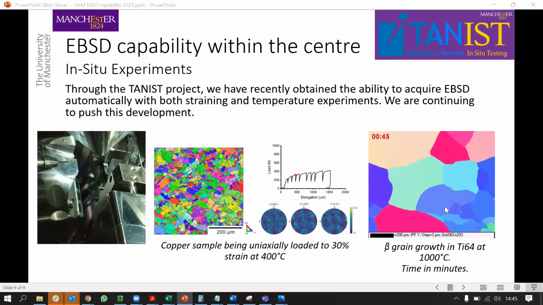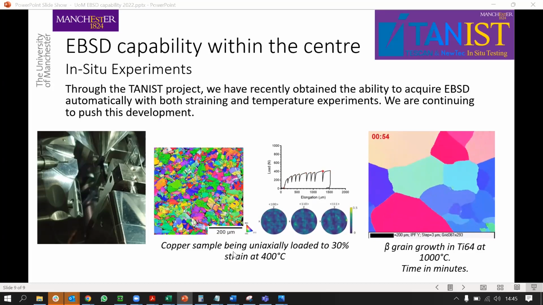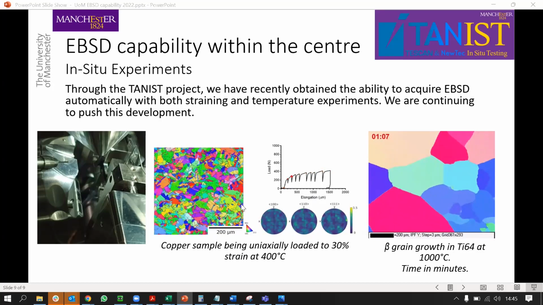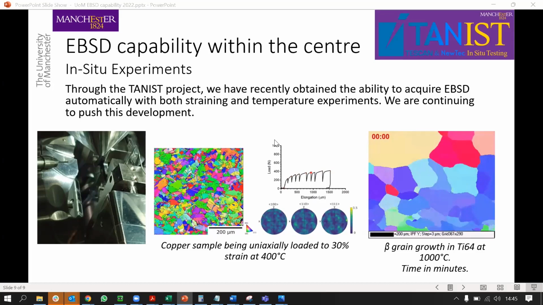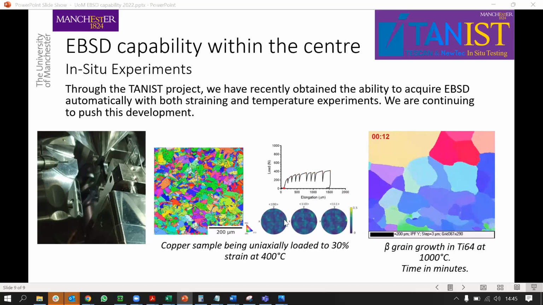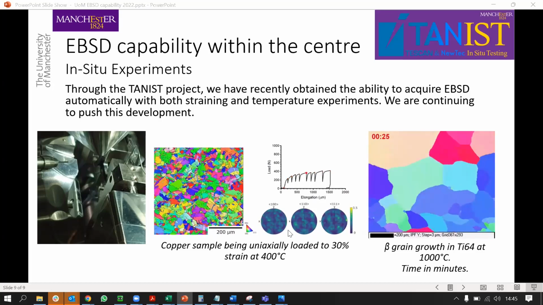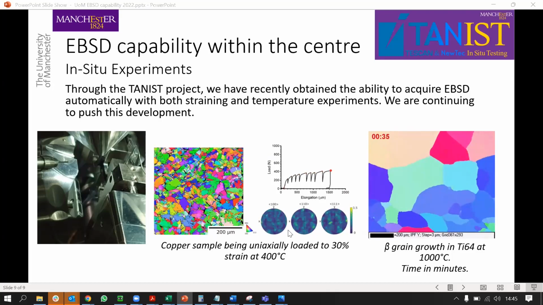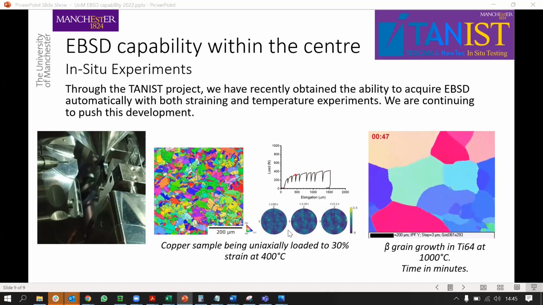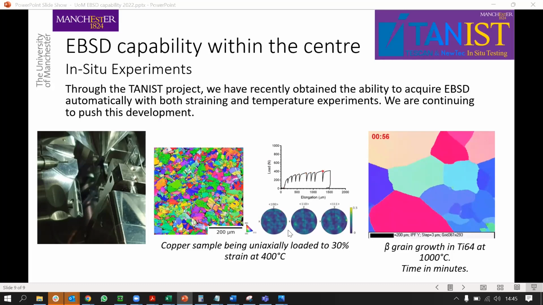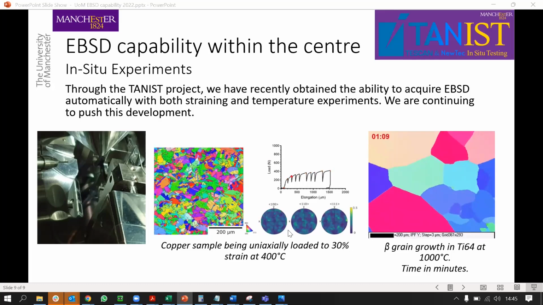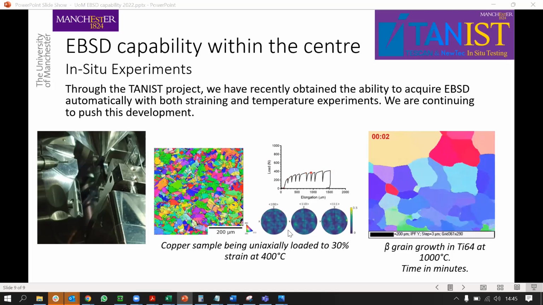And this is the beta grain growth in it. Up until very recently, this was all done semi-manually. So we would apply a strain step and then a temperature step and take a map, another strain step, another map. But we are moving into automating this, with the hopes to run it over the weekend and collect far more temporally resolved data.